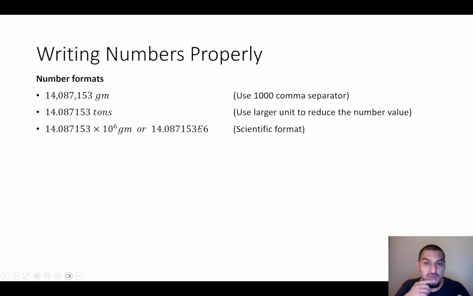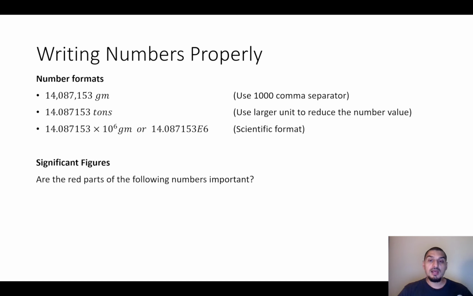Sometimes it's written this way, or written as E. This E represents the times 10 power 6, times 10 power the number after this. There is one other thing that we can do regarding writing the numbers besides the number formats, which is what we call the significant figures. The significant figures means how many decimal places that we need to write.